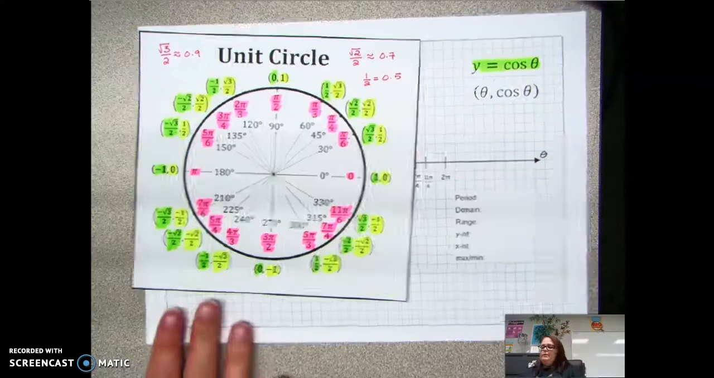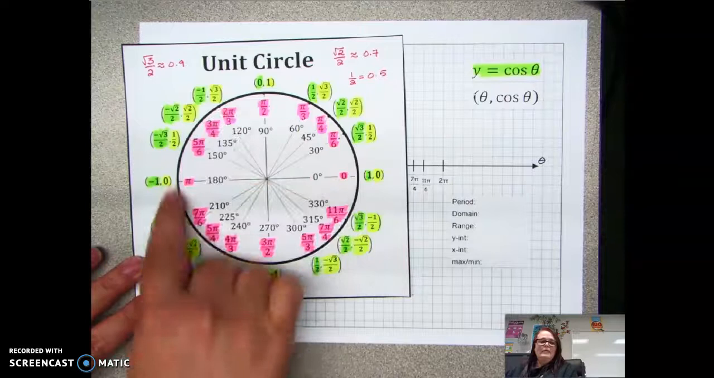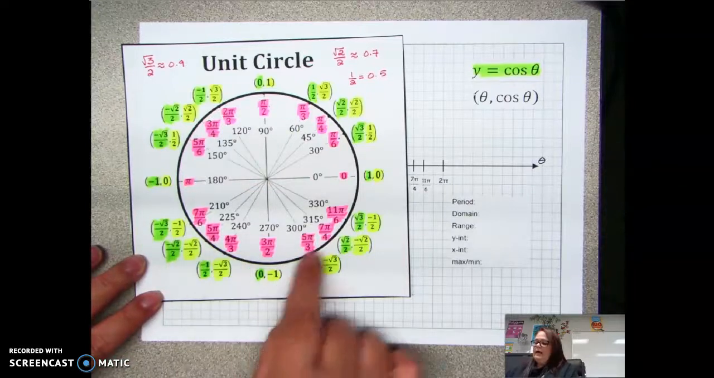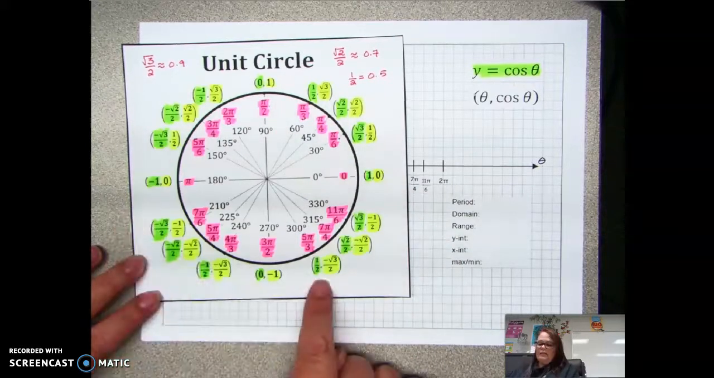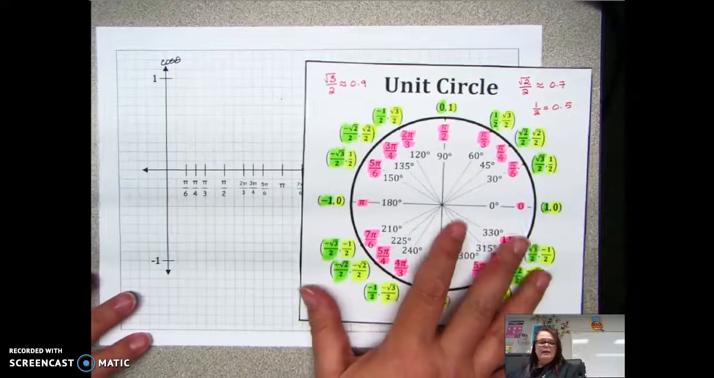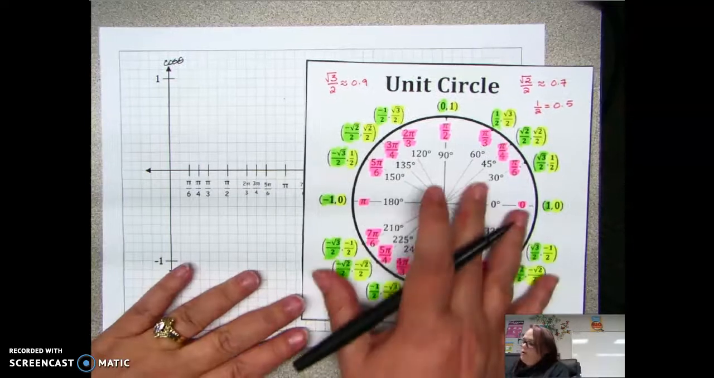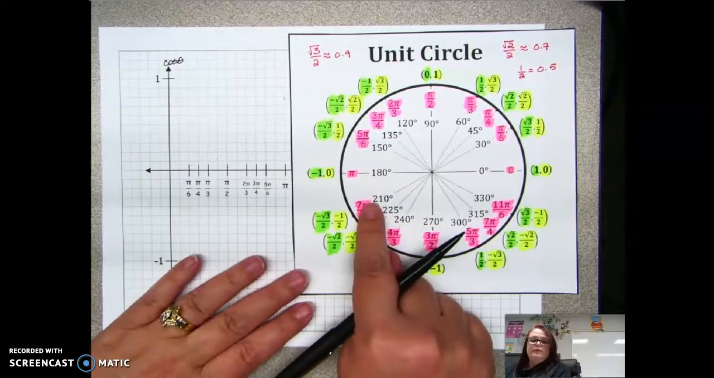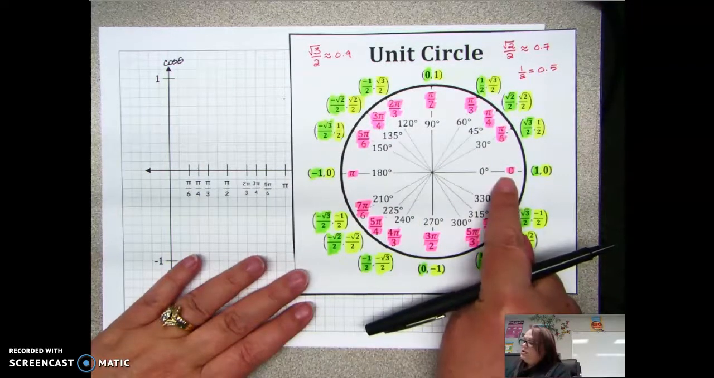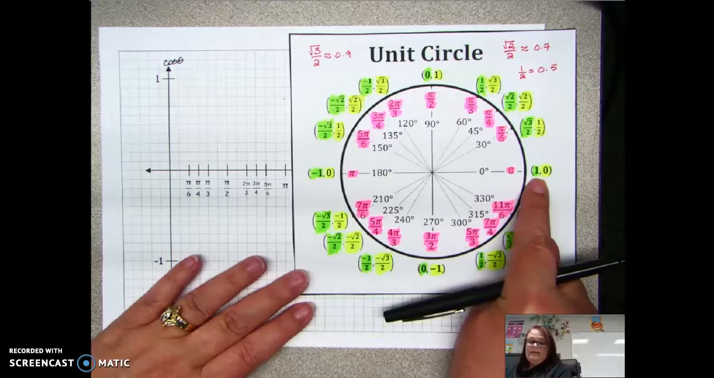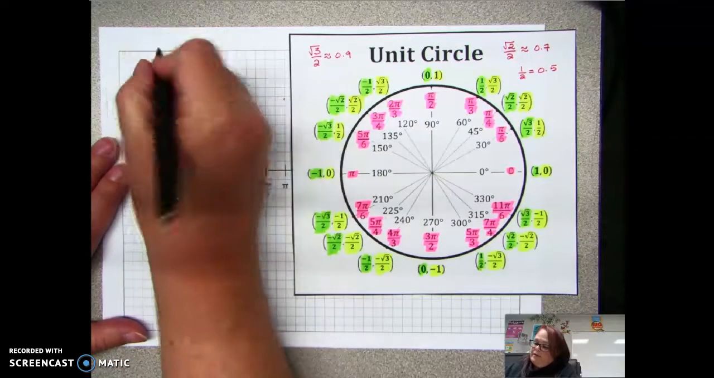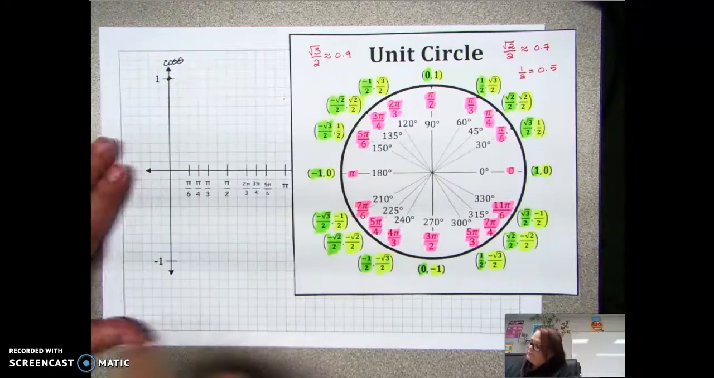All right, so I went a little bit crazy. So I went ahead and highlighted all my radian measure in pink, and I highlighted all my cosine values in green. And so when we start over here, we're going to say at 0 degrees, what is my cosine value? So remember again, cosine is in green. So at 0 radians, my cosine value is 1. So we're going to start up here.